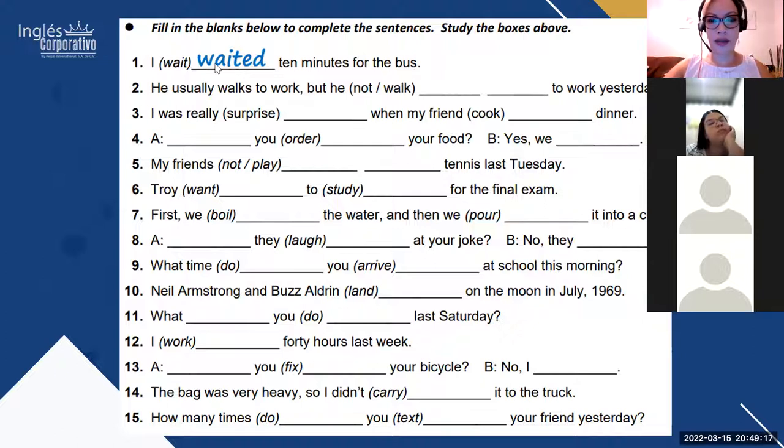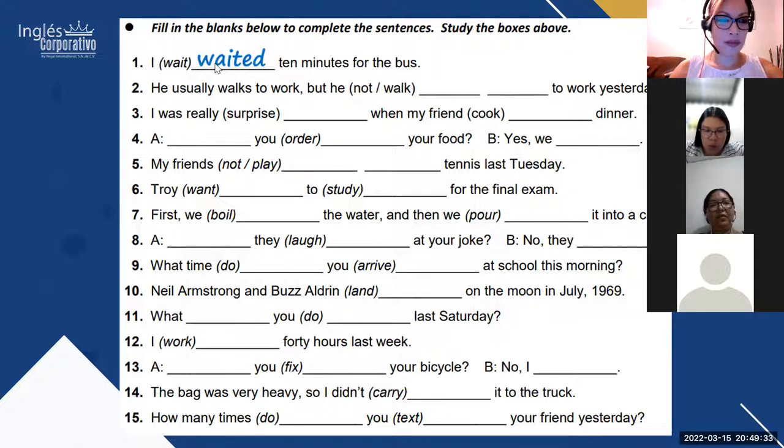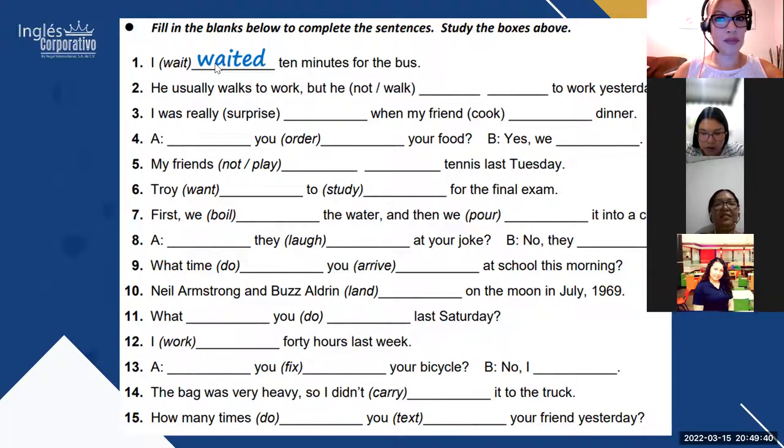Okay, let's see. Who wants to provide the answer for number two? Volunteer? He usually walks to work, but he didn't walk to work yesterday. Excellent. Didn't walk. No conjugate the verb. Good. Thank you so much. Number three.